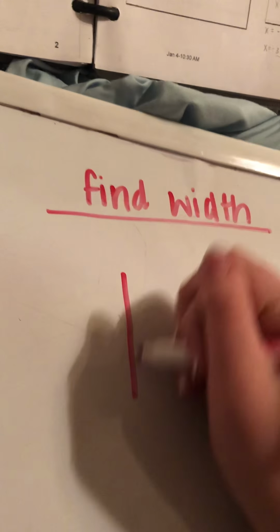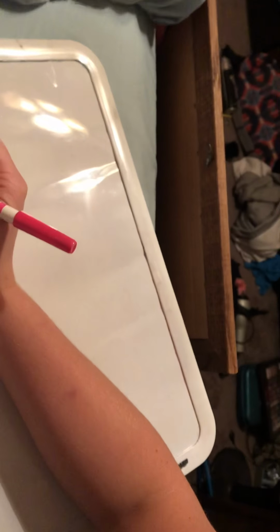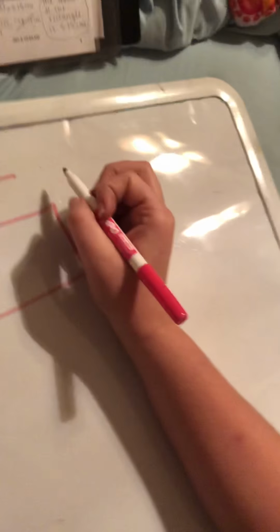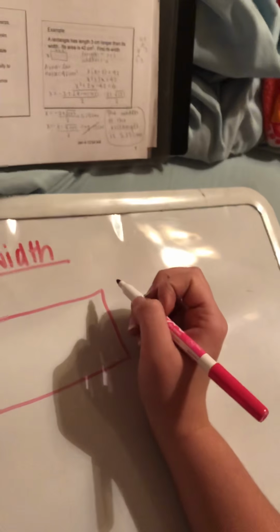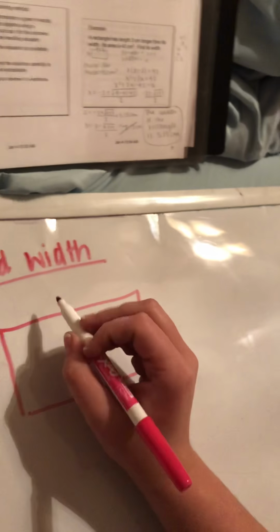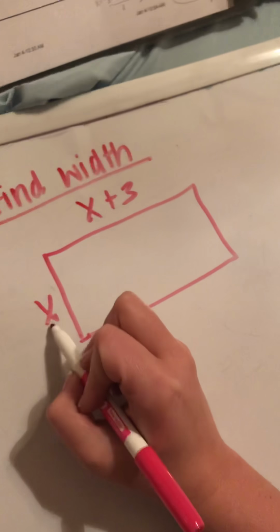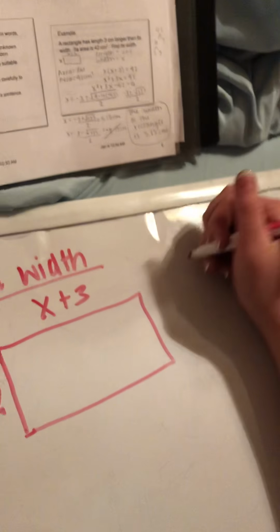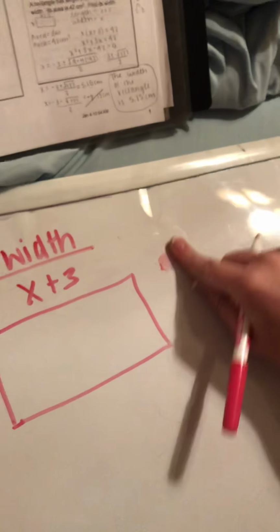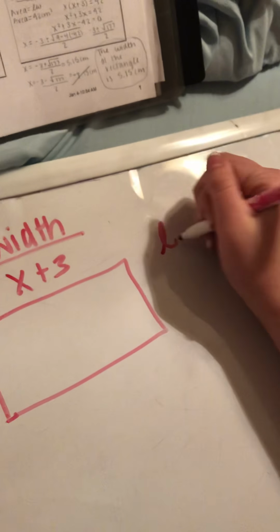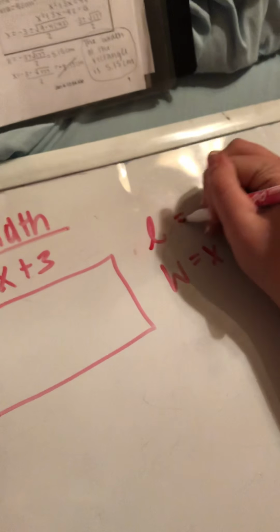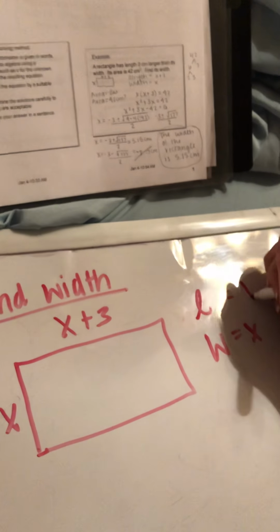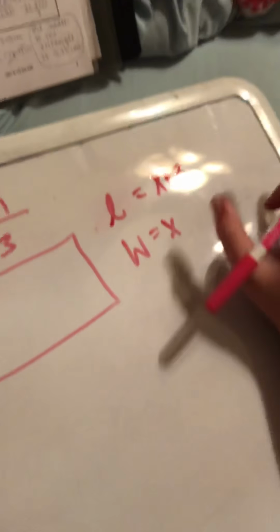For this one, you have a rectangle. Sorry if that's ugly. It says that it has a length that is 3 centimeters longer than its width. You're trying to find x, the width. So width equals x. If your length is 3 centimeters longer, you would just do x plus 3. Simple as that.